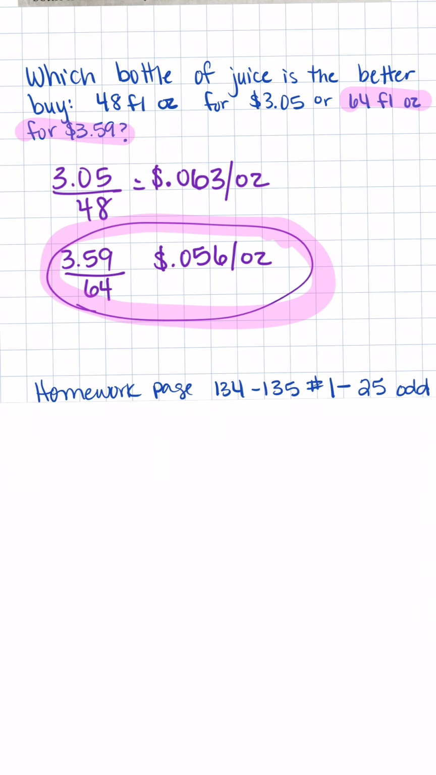Okay, so you should have gotten the second one. $3.59 for 64 fluid ounces is a better bargain because it is only 0.056 dollars per ounce as opposed to 0.063 dollars per ounce.